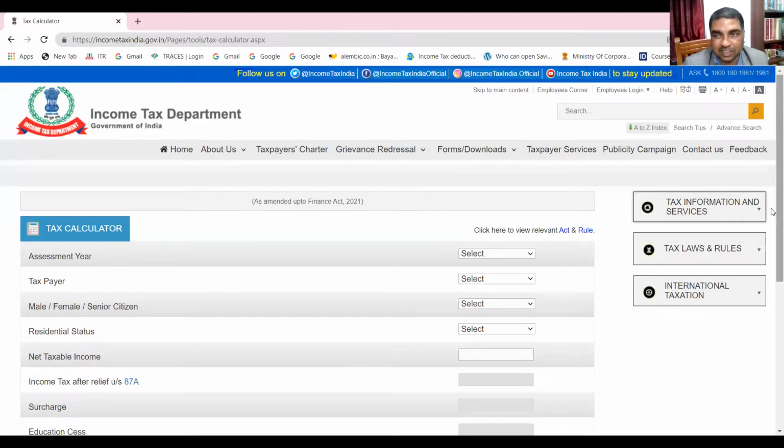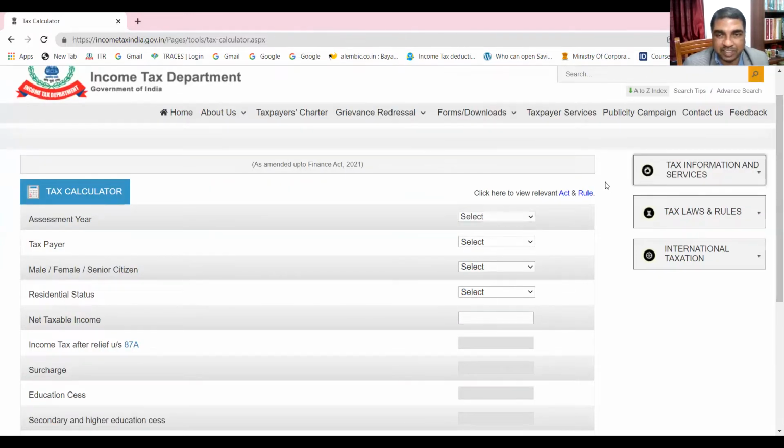Okay. Now you see the use of this calculator and you have to guide me how to do it. The first question asked is about the assessment year. Which assessment year should I select?